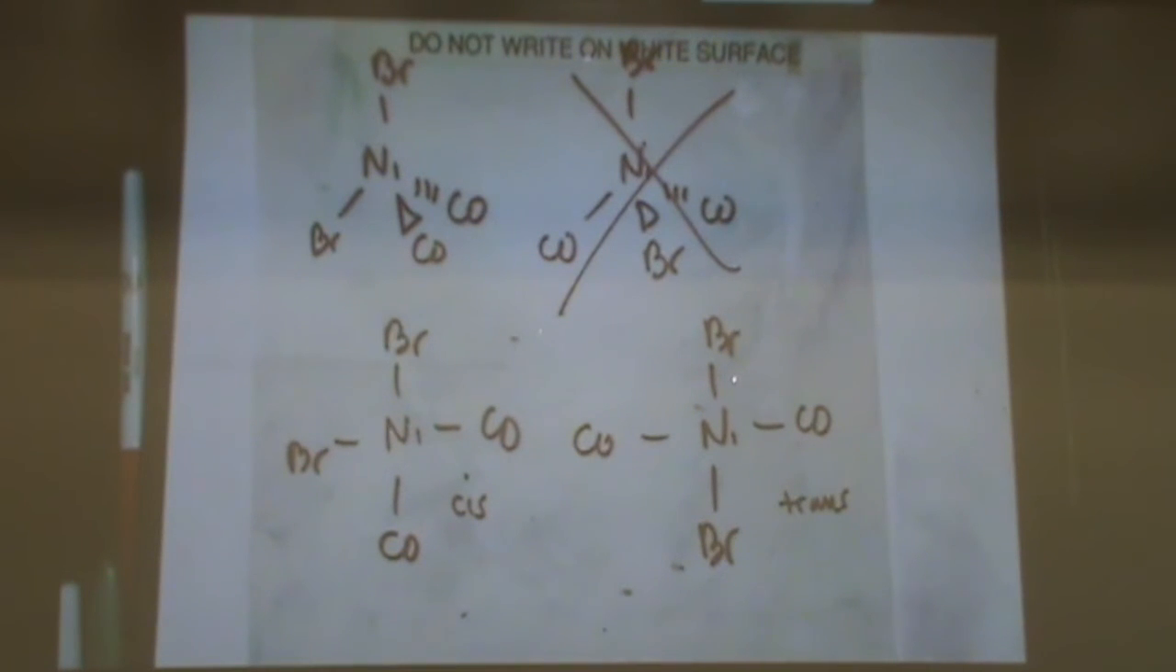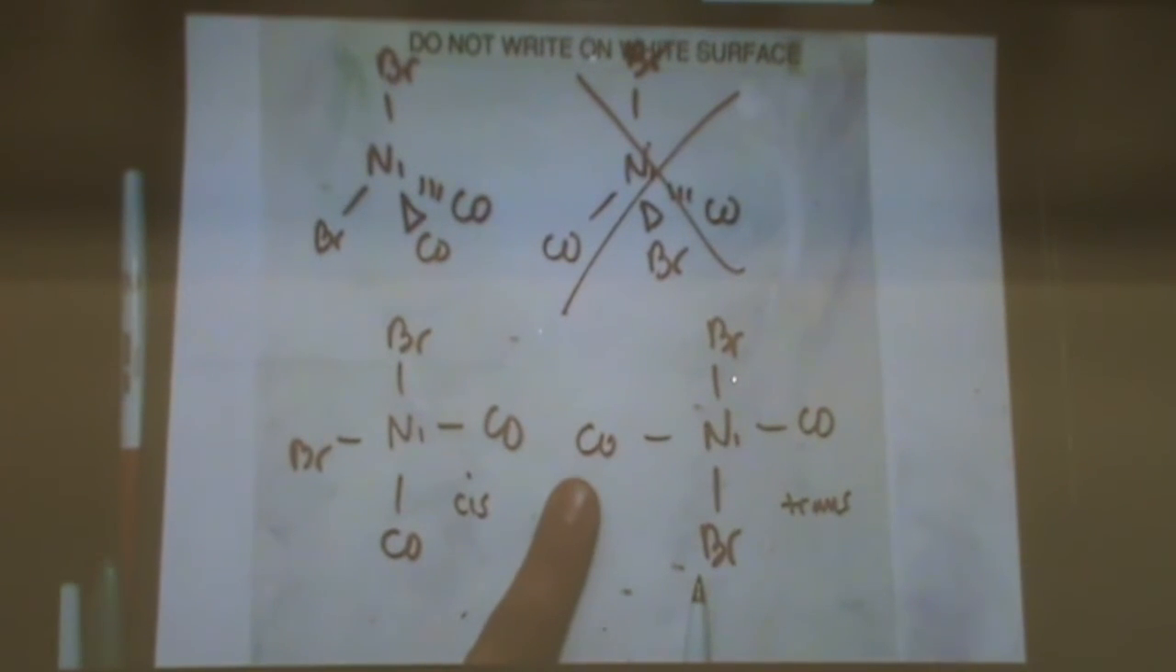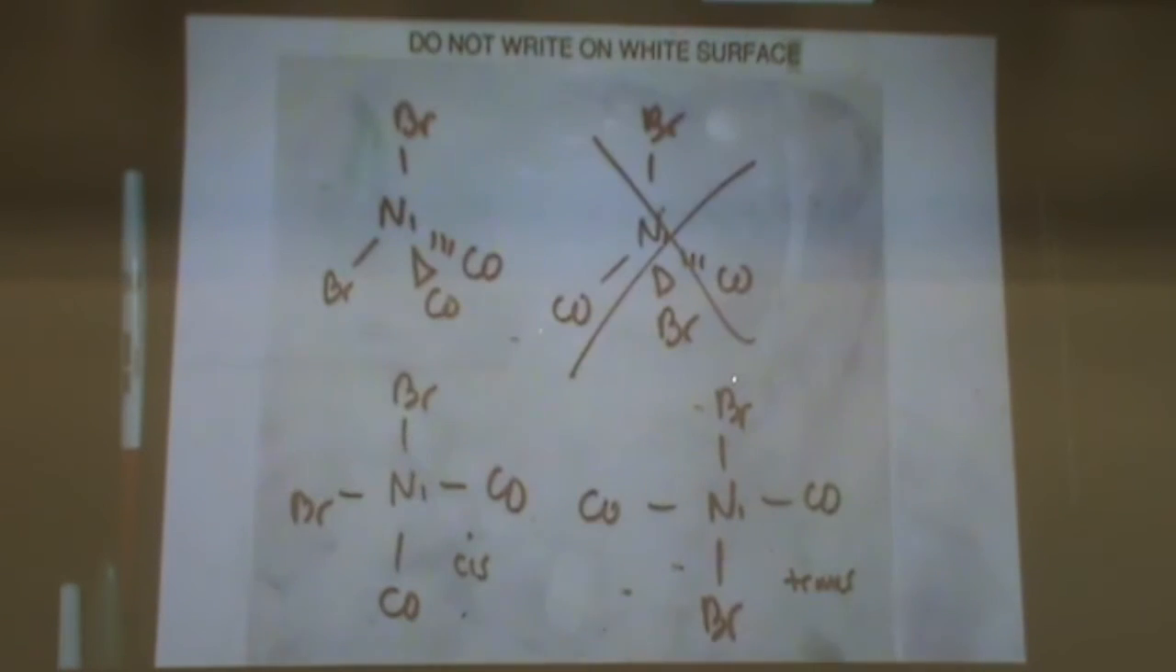What would happen if I swap these two? Those two right there. It becomes the cis. So that does nothing. Okay? All right. Let's try to draw the other one.